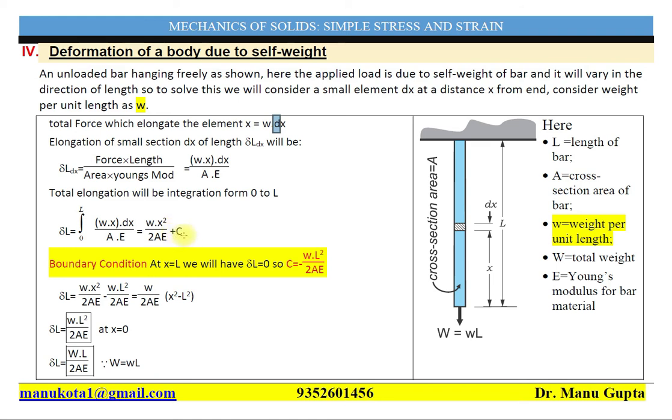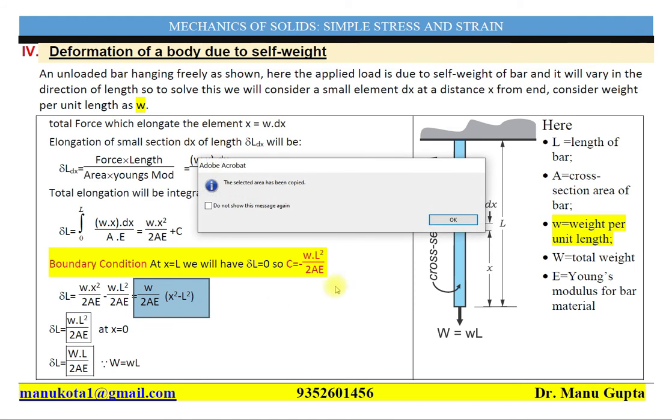Now to find this c, we are going to put in a boundary condition. The boundary condition is at x equal to L, which is this point, where we have elongation as 0. We put these two values in this equation, and the value of c comes out to be minus wL square upon 2AE. Now we put this c value into the equation and we get this equation.